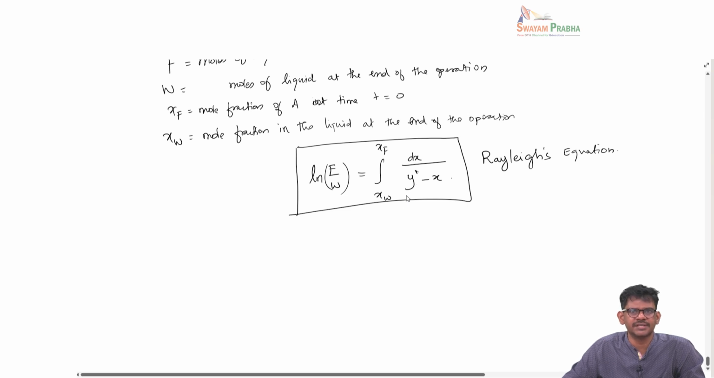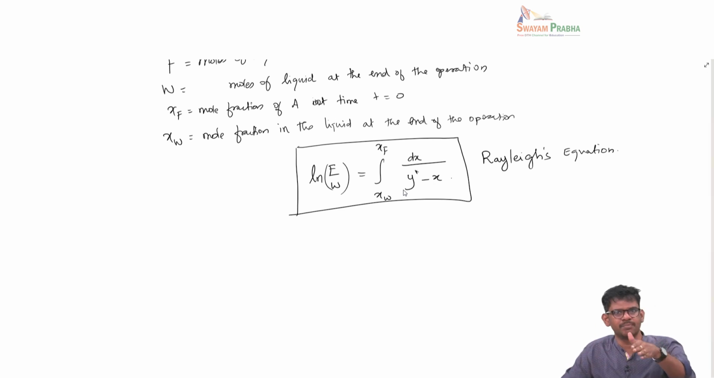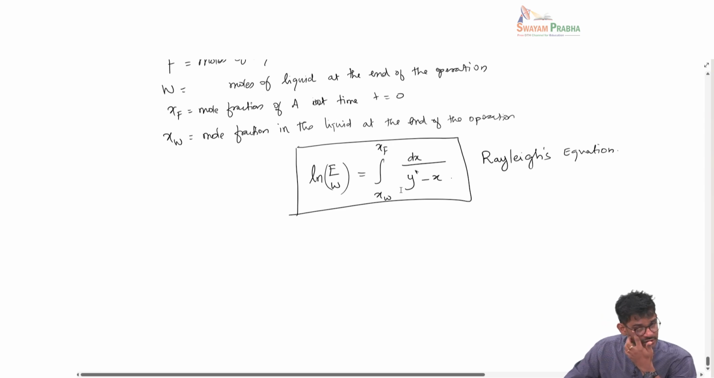If you get an analytical expression, that's well and good. Otherwise you can do this numerically. For each x you find the y star, then you find y minus x, then you plot 1 by y minus x, and integrate over a range of x values. That's how you manage these equations. Before we do that, I will assume that the relative volatility alpha is constant. If that is constant, I can write y as a function of x. I showed this in one of the previous classes using Raoult's law. We will do that, but before we go there, let us also write the equation for the composition of the vapor.